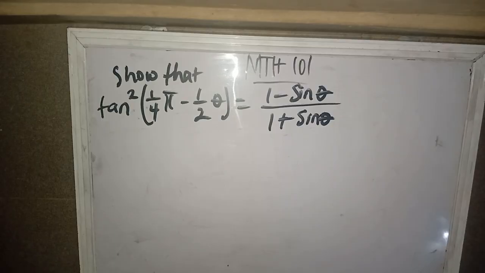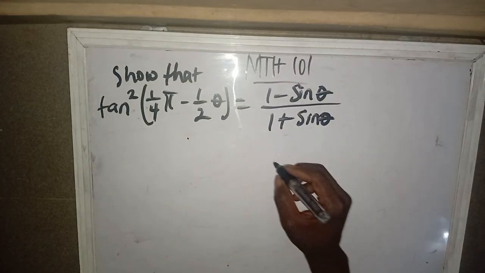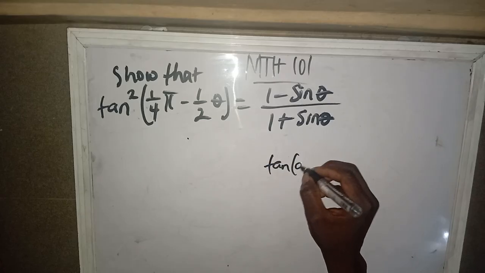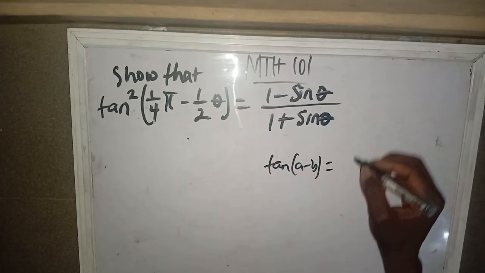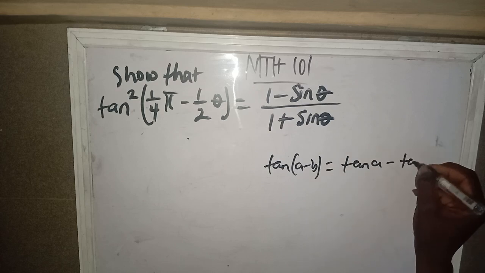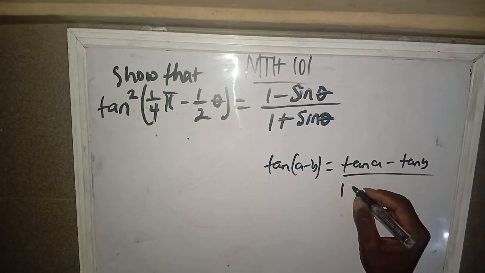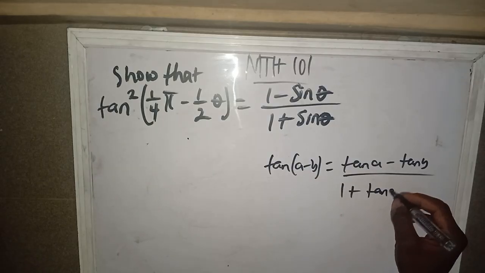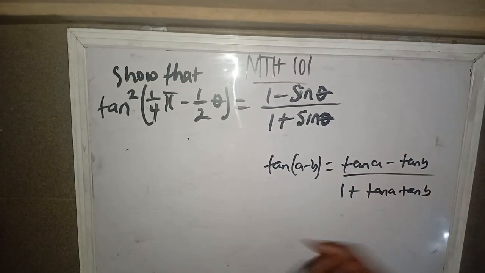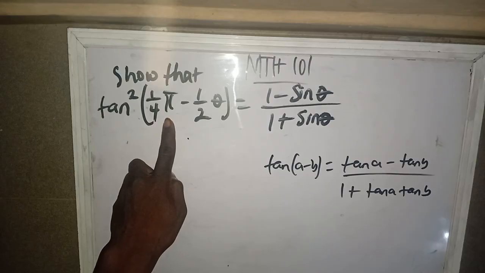Now, from the identity, tan(A minus B). Do we remember? Tan A minus tan B divided by 1 plus tan A tan B. I hope you remember this identity. But here, what's our A? 1 over 4 pi, which is the same thing as pi over 4.